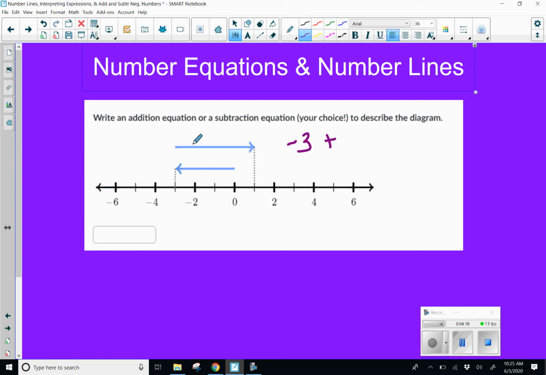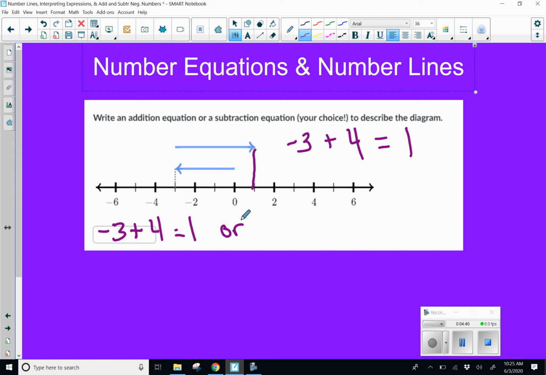And then I'm going to count. It's 1, 2, 3, 4 units. And I know negative 3 plus 4 gives me positive 1. And our last step is to just check to make sure this ends at a positive 1, which it does. So written as an addition problem, this would be negative 3 plus 4 equals 1.